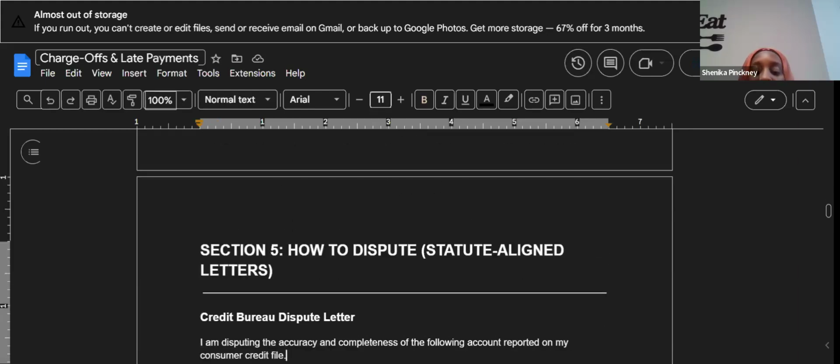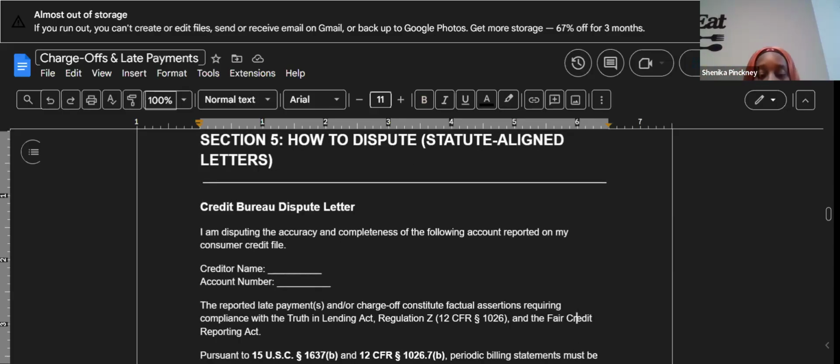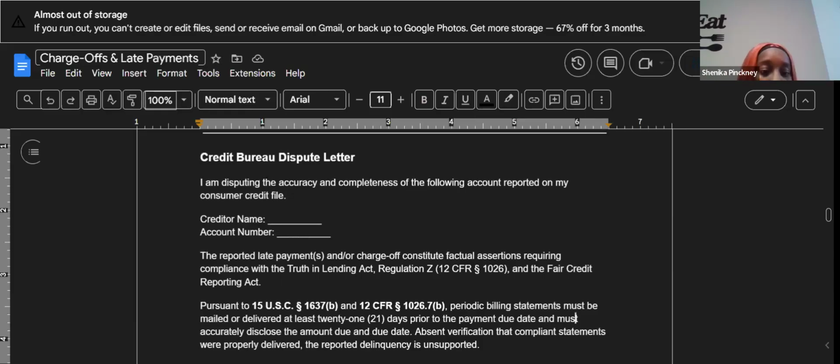All right. Now, Section 5 is how you dispute. It's statute-aligned letters that I did create for you to put in here, so I'm going to go over it with you. The first letter right here, you're going to send off to what you call the credit bureaus, but they're actually consumer reporting agencies. If you study and read the Fair Credit Reporting Act, you never hear Congress refer to Experian, Equifax, or TransUnion as a credit bureau, because they're not bureaus, they're consumer reporting agencies. So we have to change our language when we're creating our letters. For this time, I just wrote credit bureaus because that's what you refer to them as, but they are consumer reporting agencies.